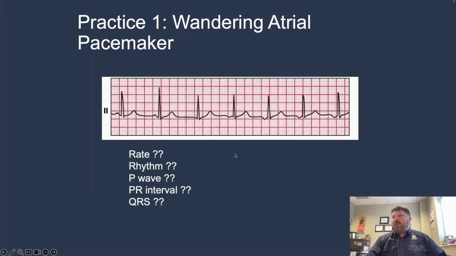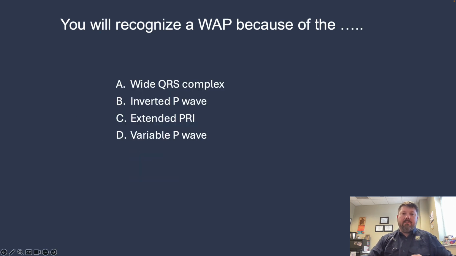So on this strip here, what's my rate? 1, 2, 3, 4, 5, 6, 70. My rhythm is irregular. You can tell that from your R to R. Your P wave: we're going to say that our P wave is differing in morphology. You can't really get a PR interval because you've got different PR intervals across the board. My QRS looks like it's within normal limits. But the biggest thing, again, that we see here is that I've got at least 3 different P waves showing up on a 6-second strip.